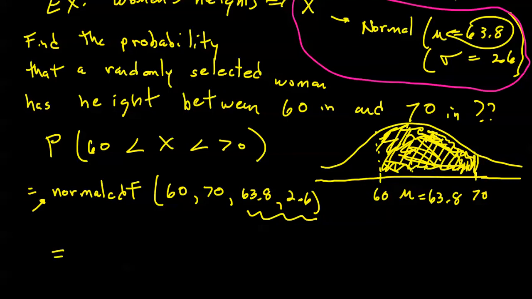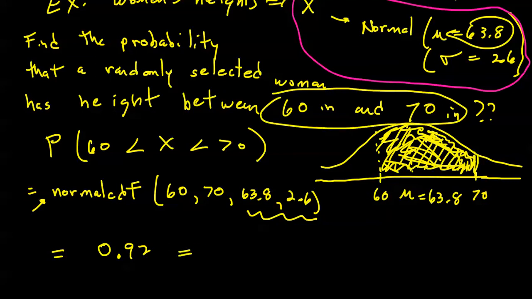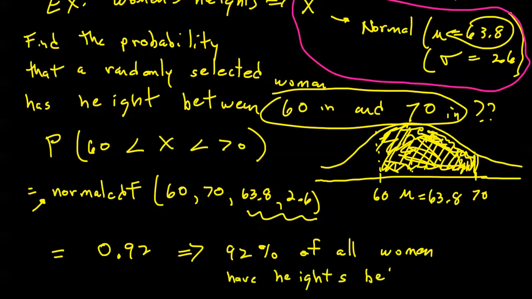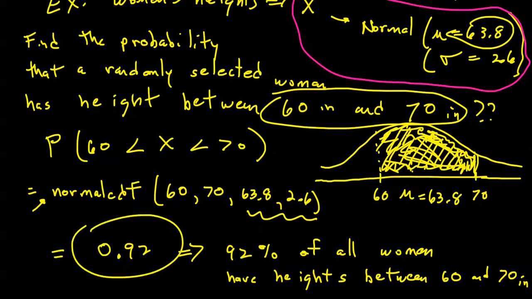If I punch this out, I'll get a 0.92 probability, which really tells me that 92% of all adult women have heights between these limits. Let me write that down. I claim that 92% of all adult women have heights between 60 and 70 inches. So my answer to this question, as stated, was 0.92.